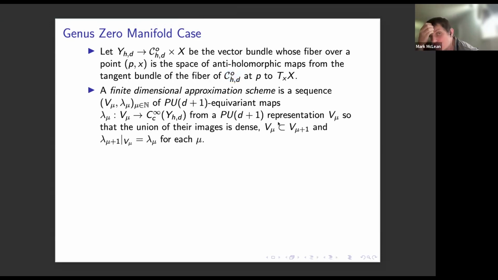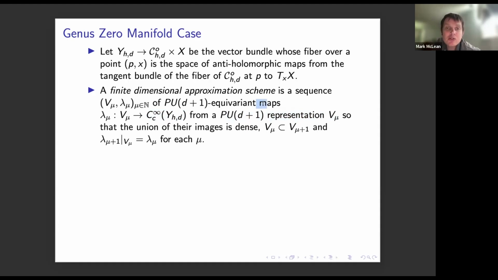And then I'm going to construct something called a finite dimensional approximation scheme. It's a sequence of equivariant maps. PU(D+1) is the group of isometries of PD, so that acts on F, that acts on C, that acts on this space. And I have these equivariant linear maps from a vector space V_mu to the space of compactly supported sections of this vector bundle. The domain of this map is a PU(D+1) representation, and I want the union of their images to be dense. Sorry, I should put the word linear here. They're just linear maps.